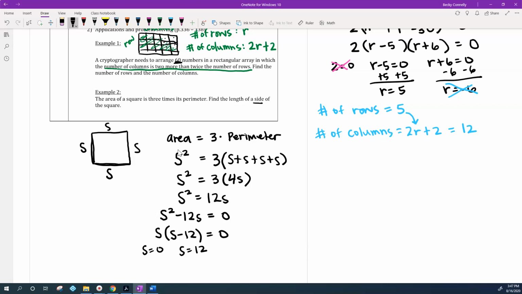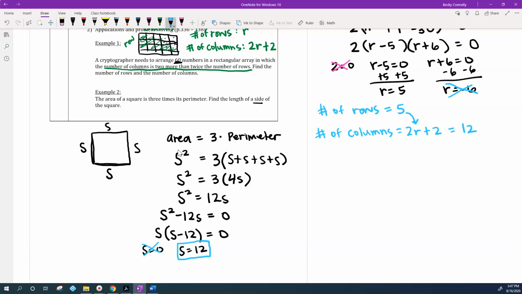Well, again, S equals 0. This isn't a negative number, but the length of the side has to have some length to it in order for it to be a square. So again, this S equals 0 is an extraneous solution, and we'll just go with S equals 12. And that's what I'm looking for. So the length of the side of the square is 12, right?